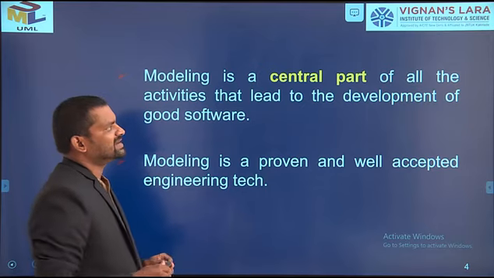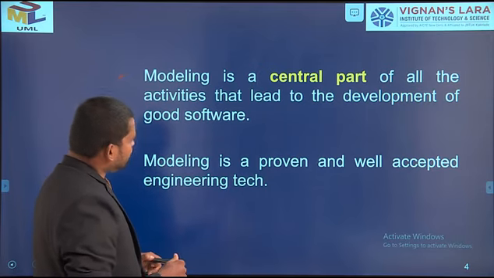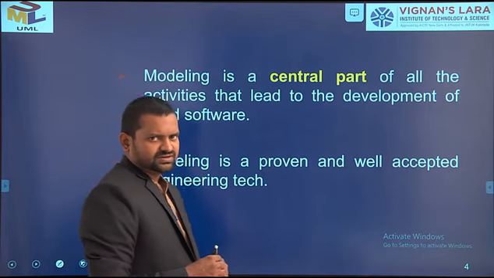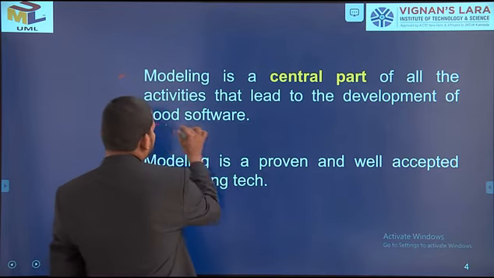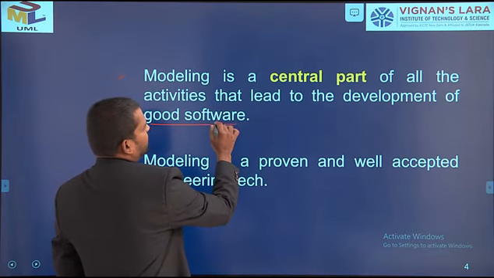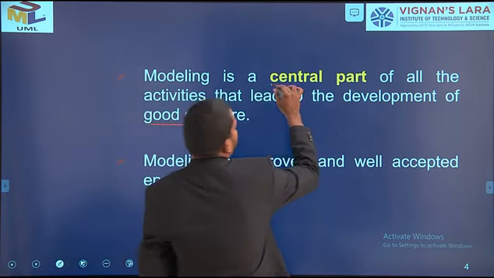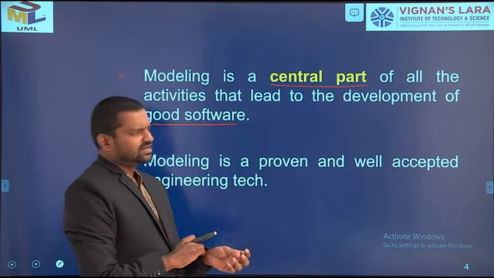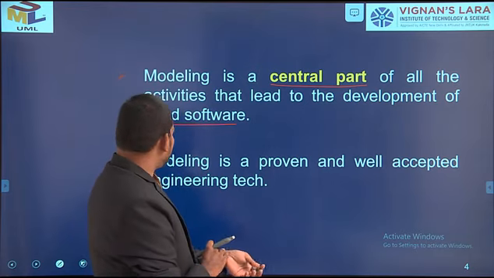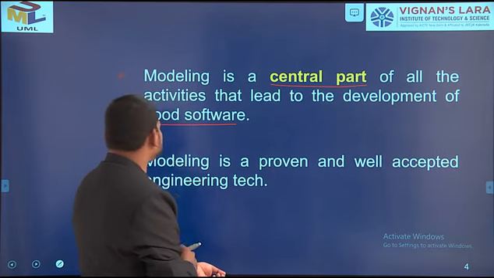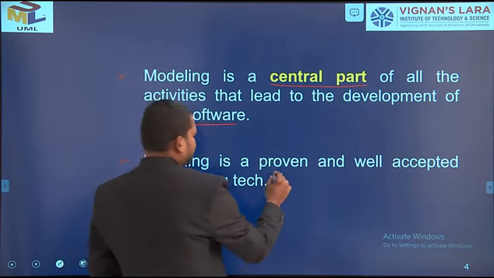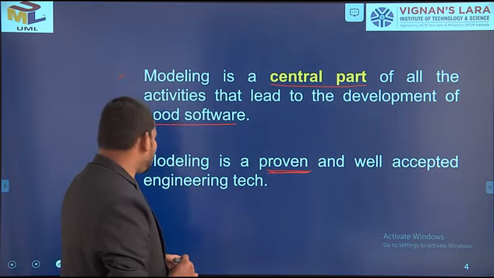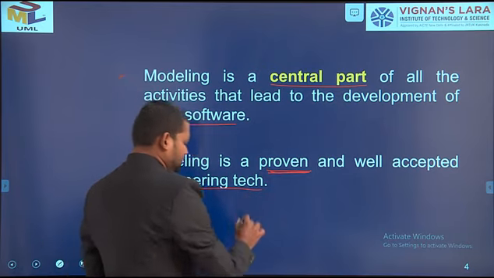Modeling is a central part of all the activities that lead to the development of good software. What is a model? If you want to develop good software, modeling is a central part of all the activities that lead to it. Modeling is also a proven and well-accepted engineering technique.